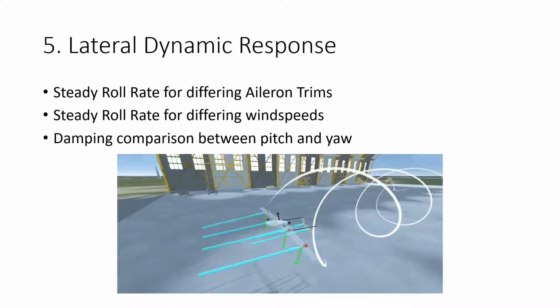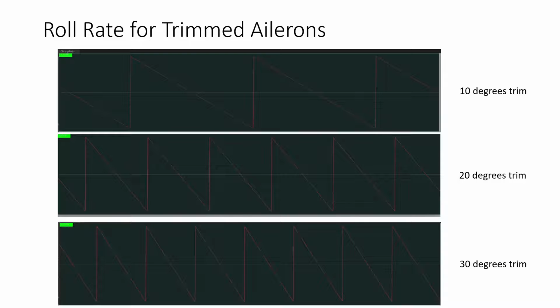The next experiments focused on the lateral dynamic response of the Albatross, and this involved the investigations of the steady roll rate for differing aileron trims, the steady roll rate for differing wind speeds, and the damping comparison between pitch and yaw. Different aileron trim settings were applied to examine their impact on the roll rate of the aircraft. As you can see, the higher aileron angles resulted in a greater frequency of rotation and therefore a larger roll rate.